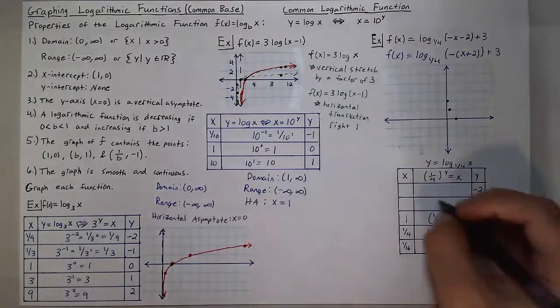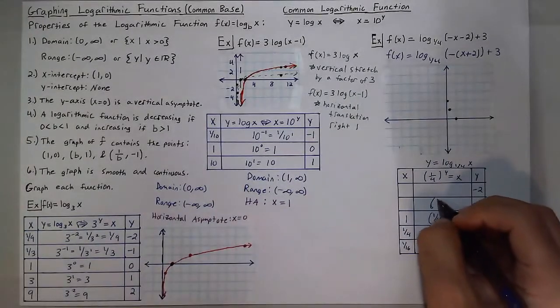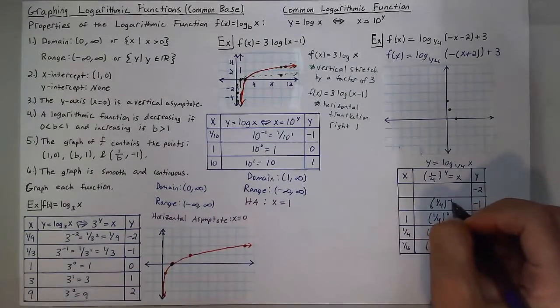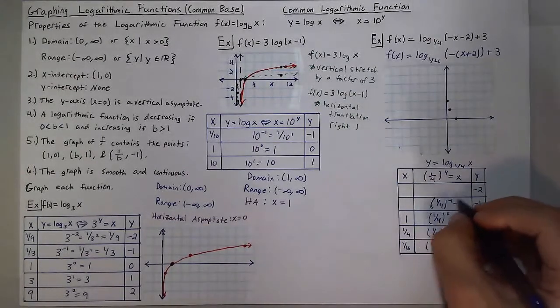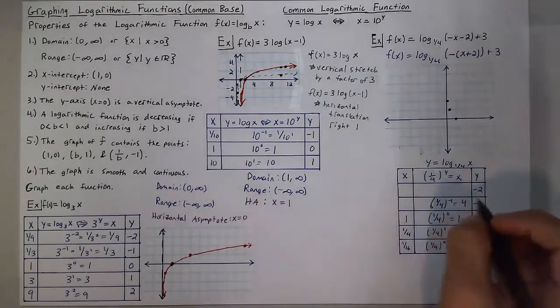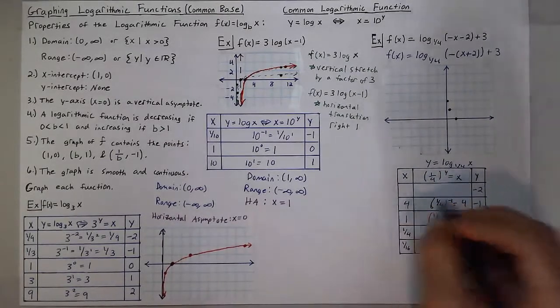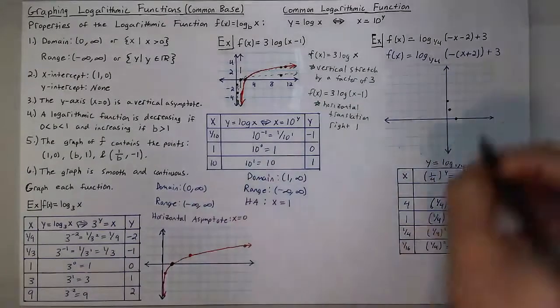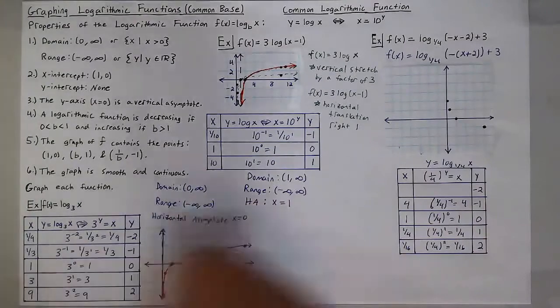Now when I go in the opposite direction, I do 1/4 to the negative 1 power. The negative exponent typically takes the reciprocal of the number. So the reciprocal of 1/4 is 4. So 1/4 to the negative 1 is equal to 4. So when x is 4, y is negative 1. So 1, 2, 3, 4. y would be negative 1.